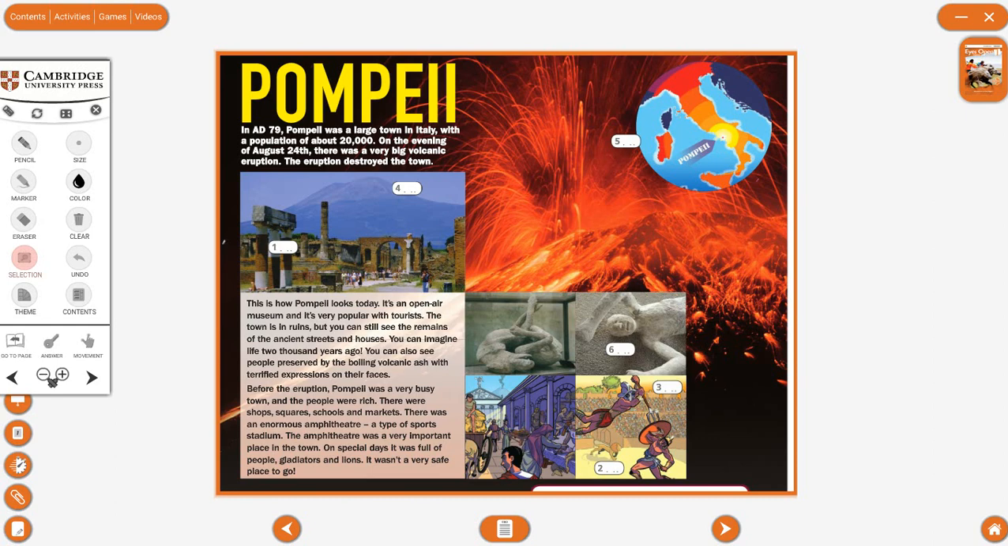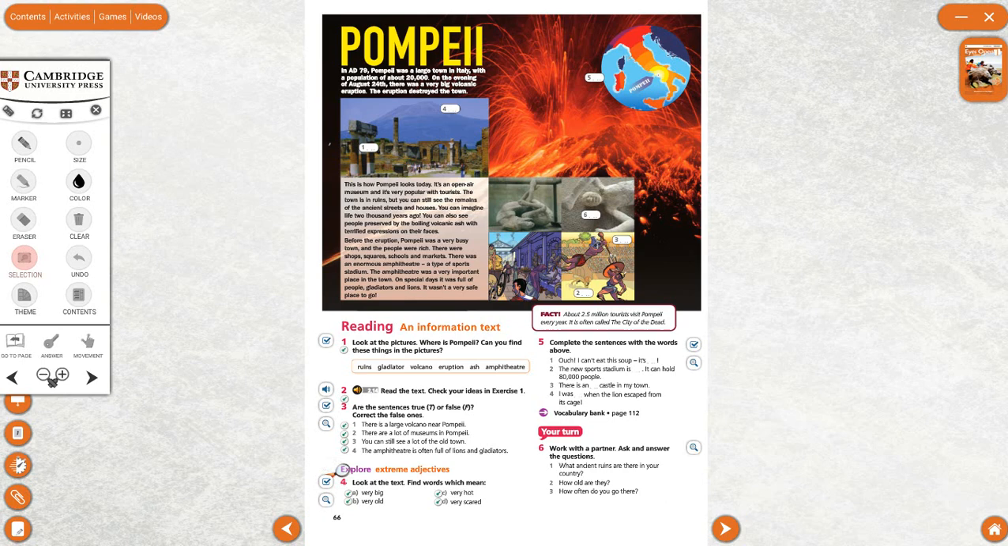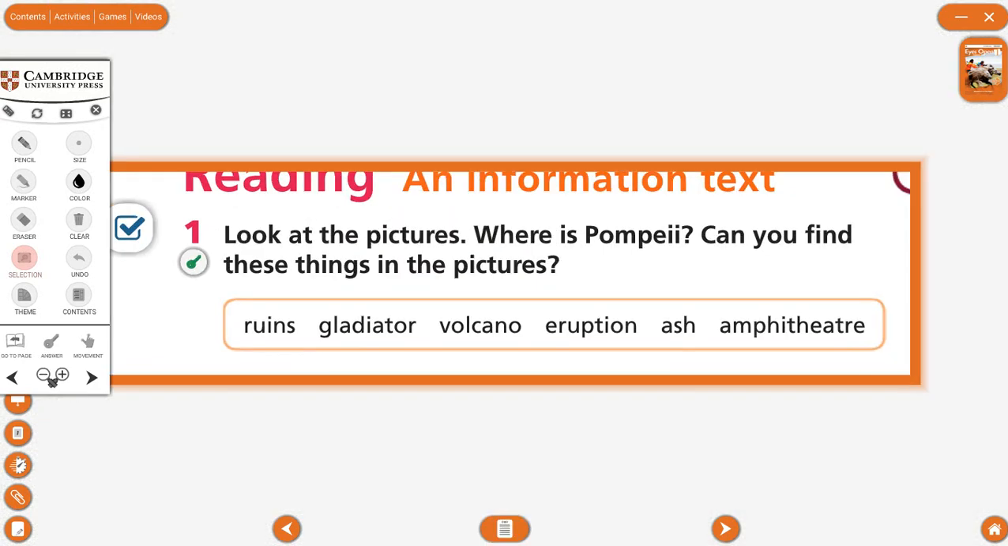Do you know where Pompeii is? Where is Pompeii? Yes, Pompeii is in Italy. Now look at Exercise 1, please. Exercise 1. Look at the pictures. Where is Pompeii? Can you find these things in the pictures?